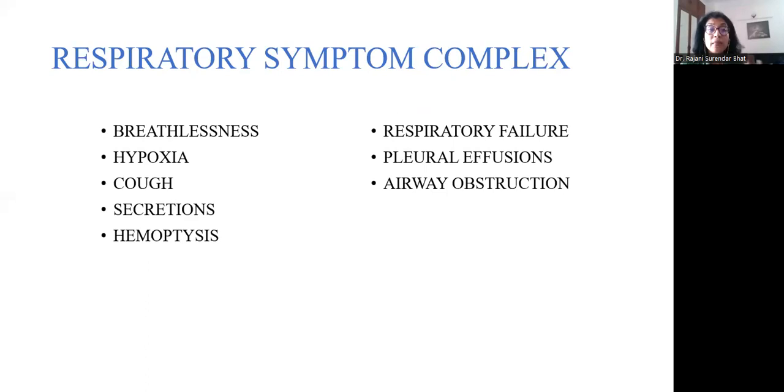We have patients who have lung damage after tuberculosis. They end up with fibrocavitary disease. They end up with bronchiectasis. And they're constantly bringing up sputum and coughing. And it's very distressing to them.